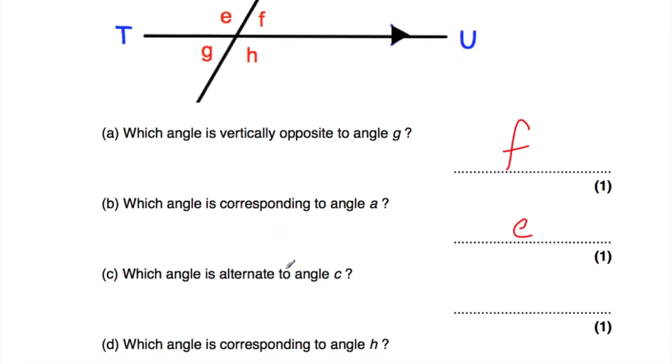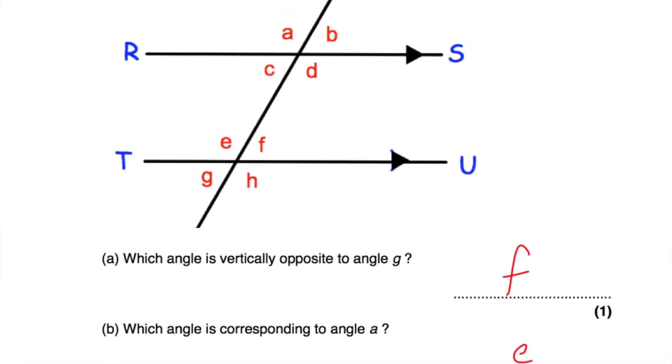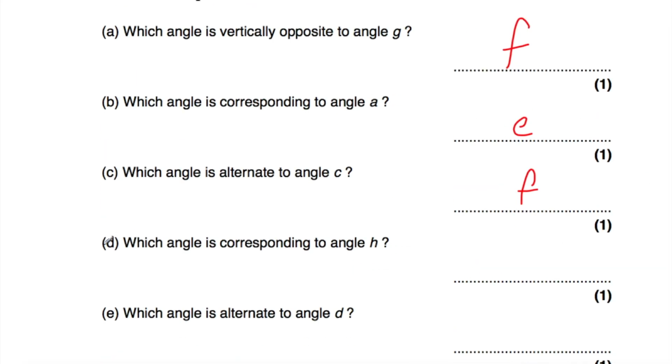Okay, let's look at part C. Part C says which angle is alternate to C. So we've got C here, and alternate angles are your Z angles. Now make sure you call them alternate angles and not Z angles. If you imagine that Z, angle C is alternate to angle F. They're both equal to each other. And angle D would be alternate to angle E. They're alternate to each other as well. So C is alternate to F and D is alternate to E. We're asked which one's alternate to C. That's going to be F.